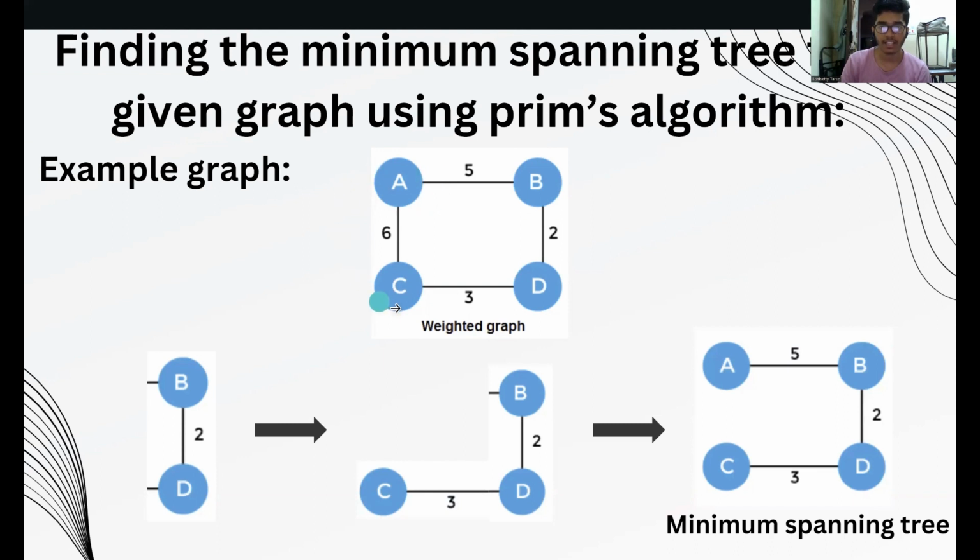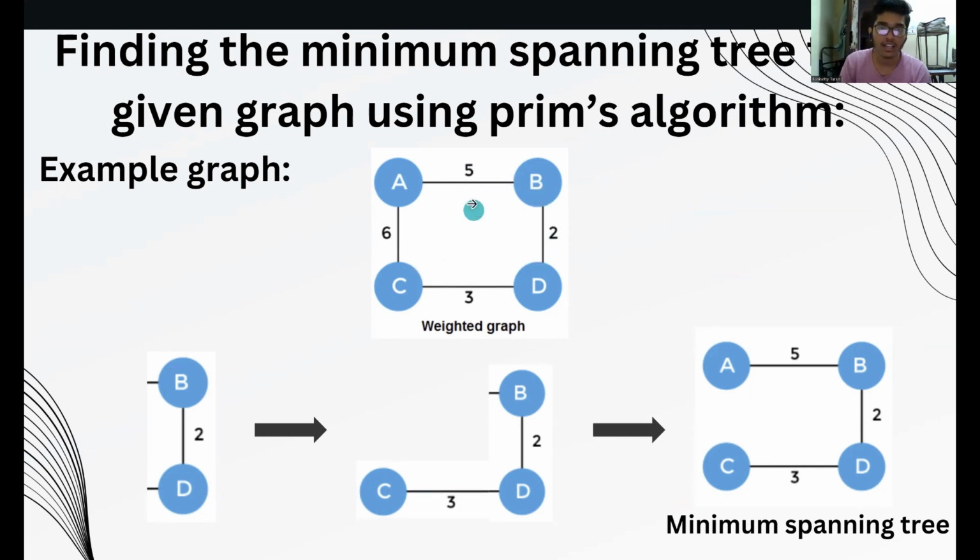Why shouldn't we take AC next? Because AC is an edge here, but if we take AC as our last edge, then it forms a cycle. A tree should not contain a cycle. That is the condition that a tree has. If it has a cycle, then it is not a tree. Hence, we should avoid this AC edge. And also, if we take AC edge, then the number of edges is 1, 2, 3, 4. 4 edges shouldn't be there, because we should only have 3 edges.